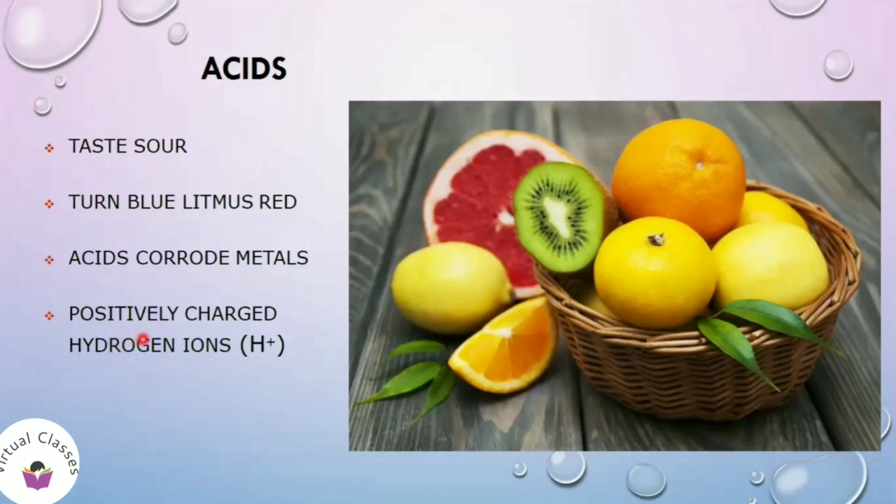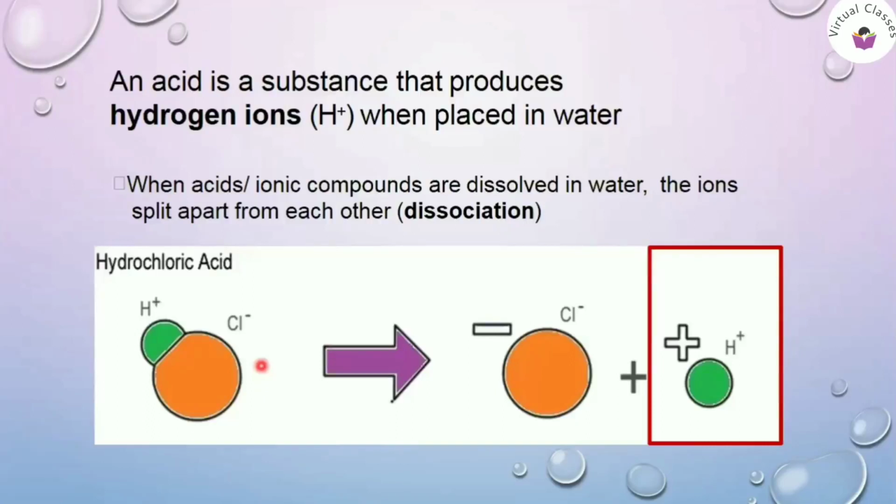Fourth is they have positively charged hydrogen ions. This we'll be looking at in detail further. An acid is a substance that produces hydrogen ions when placed in water. Acid is an ionic compound which is made of two ions, one anion and one cation. In every acid, the cation is common, that is H+ ion, whereas every acid has a different anion.